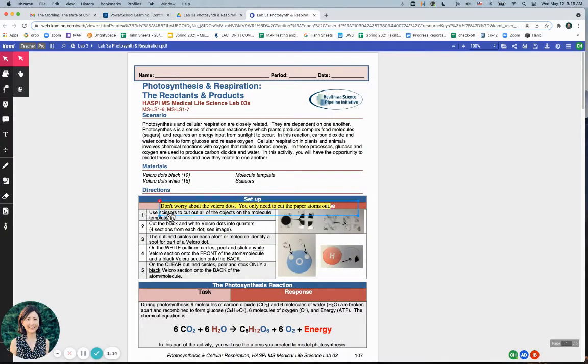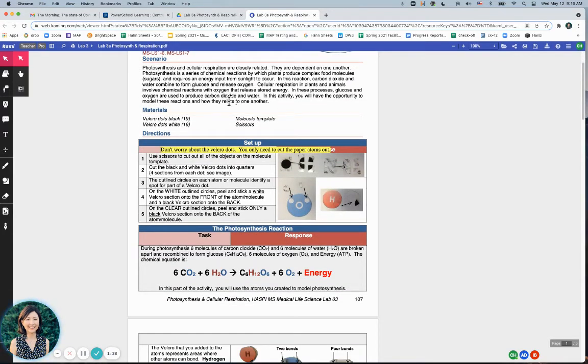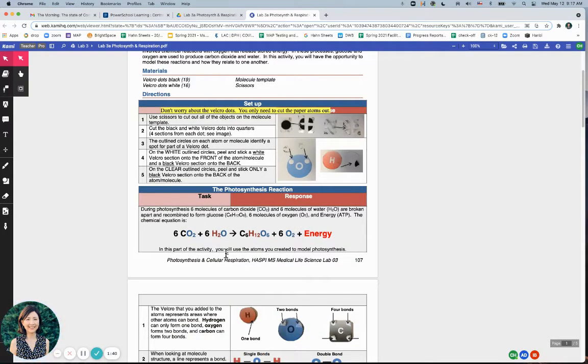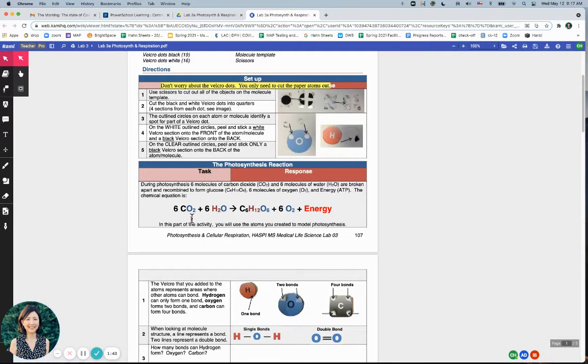Okay, so here is our scenario, and first we're going to do photosynthesis. So photosynthesis uses carbon dioxide, water, and it makes glucose and oxygen. And actually, this energy should be over here because they use energy from the sun. So the whole reason that plants do photosynthesis is so that they can make their own food. They can make glucose for themselves.